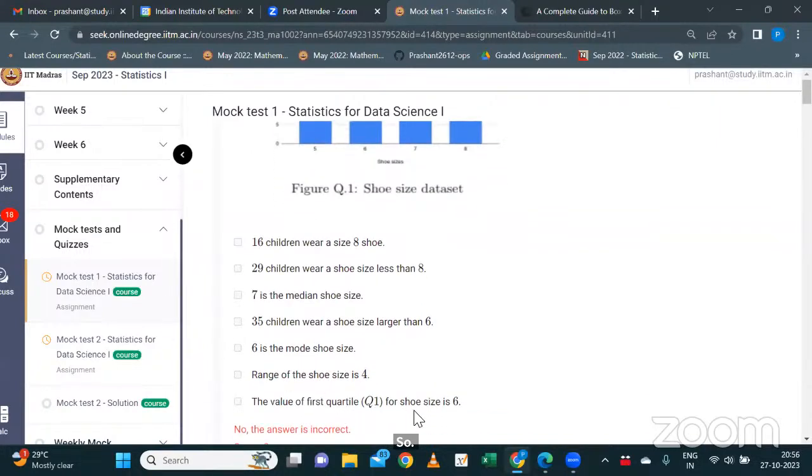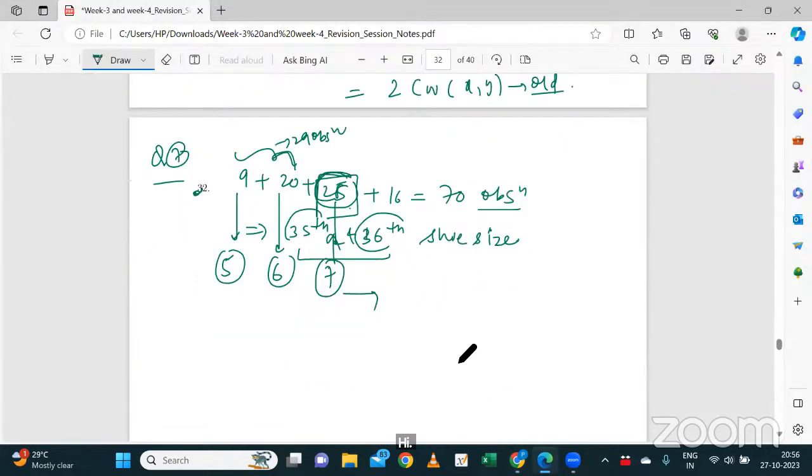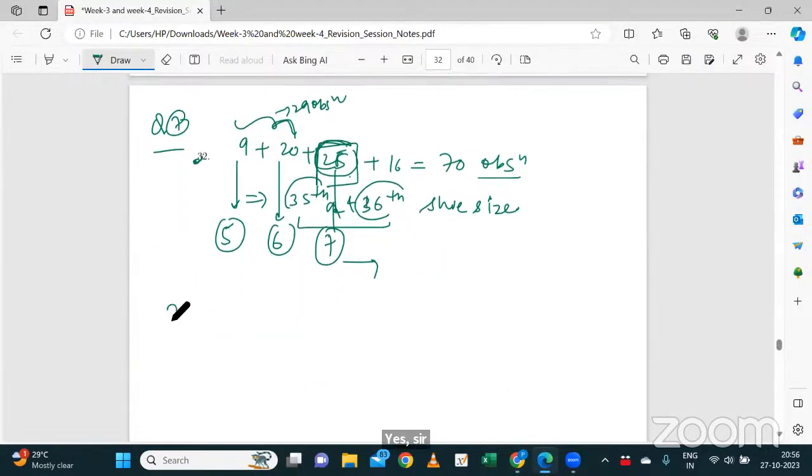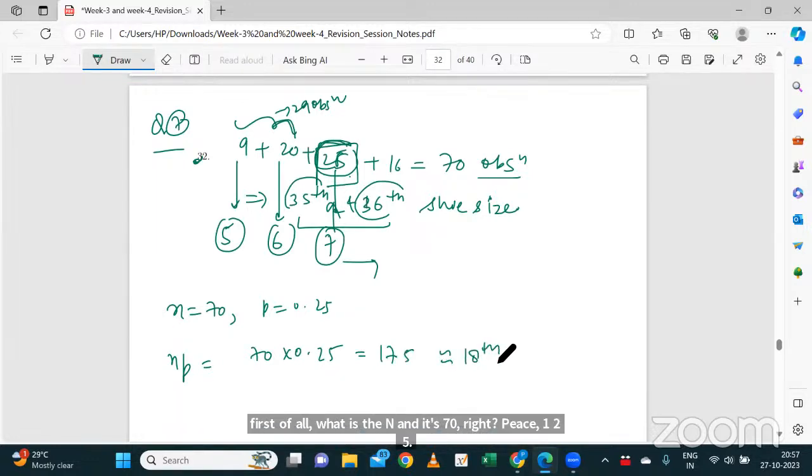So the value of the first quartile for shoe size is 6. How will you identify? Okay, 0.25 multiplied by 70. First of all, what is the n? N is 70, right? P is 0.25. So 70 into 0.25, the value of NP will be what? 17.5. That means we have to take the 18th observation.